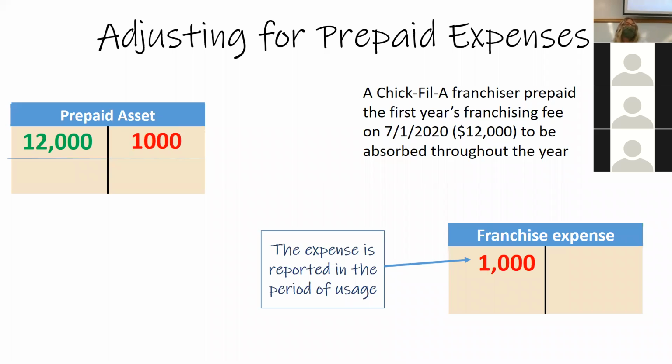So that at the end of the period, our prepaid asset now shows a balance of $11,000 remaining, and we've taken that periodic expense of $1,000 in the month that we absorbed it. Any questions about that?